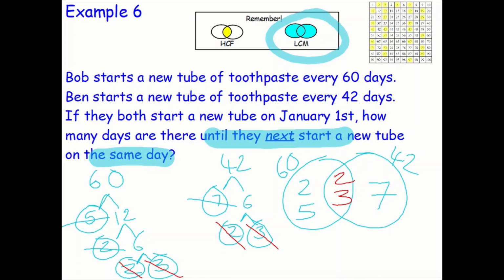So how many days are there until they next start a new tube on the same day? That is code for LCM. So I've got 2 times 5, which is 10. Just so you know what I'm doing here, I'm doing all of them multiplied together, remember, because it's all of them. So 2 times 5 is 10. 2 times 3 is 6, and 6 times 10 is 60. And then 60 times 7 is 420. So how many days are there until they next start a tube on the same day? 420 days.